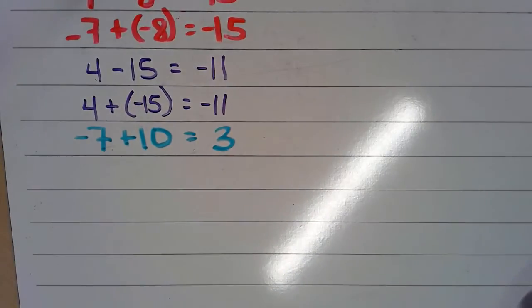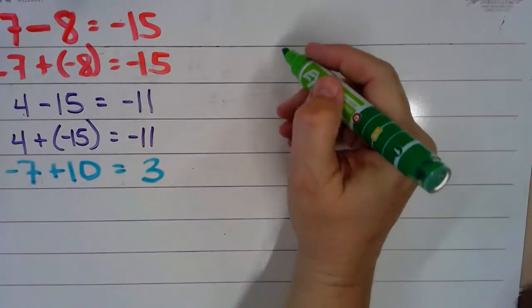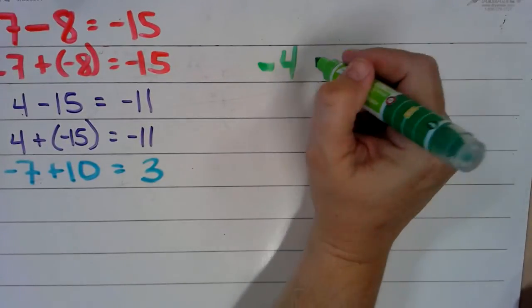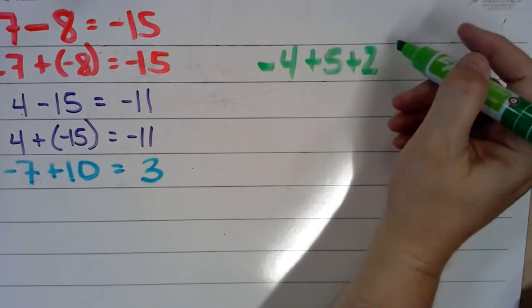Okay, let's look at one that has more than one number on it. Let's look at this problem here. Let's move it over here. -4 plus 5 plus 2 minus 5.